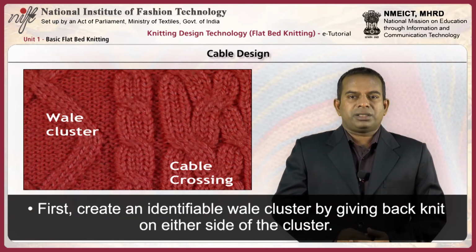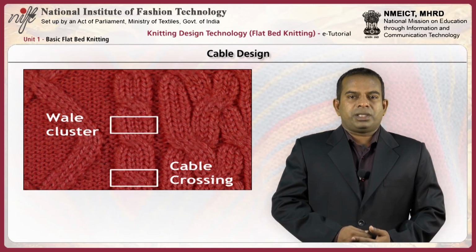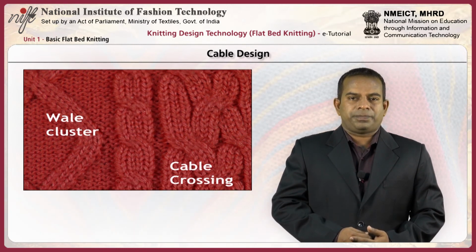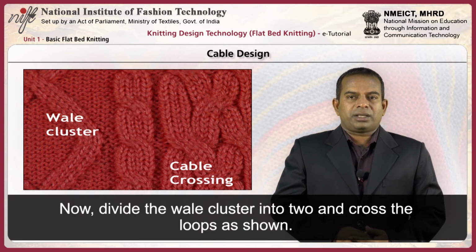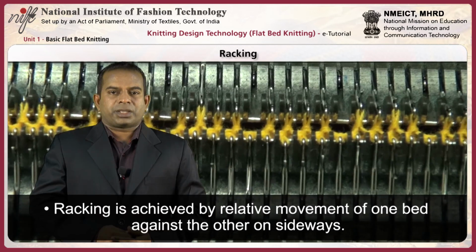First, create an identifiable front knit wale cluster by giving back knit on either side of the cluster. This will make the cluster stand out as shown in the image. Now divide the wale cluster into two and cross the loops as shown.